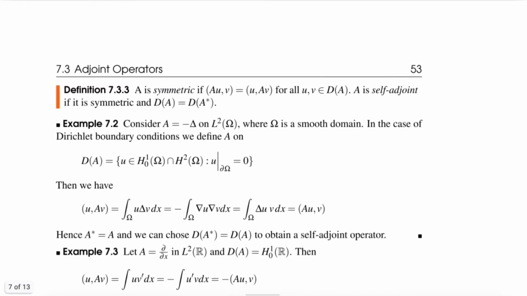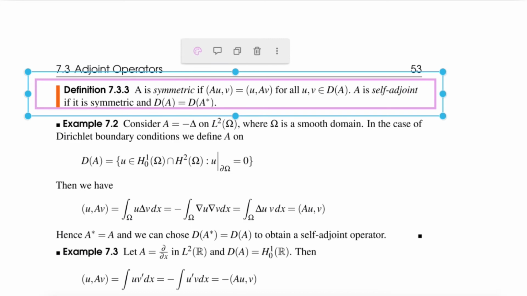Okay, let's move on. So now we talk about symmetric operators. Let's look at this definition here. A is symmetric if (Au, v) equals (u, Av) for all u and v in the domain of definition. And we call it self-adjoint if the domains are the same, if the domain of A star is equal to the domain of A.